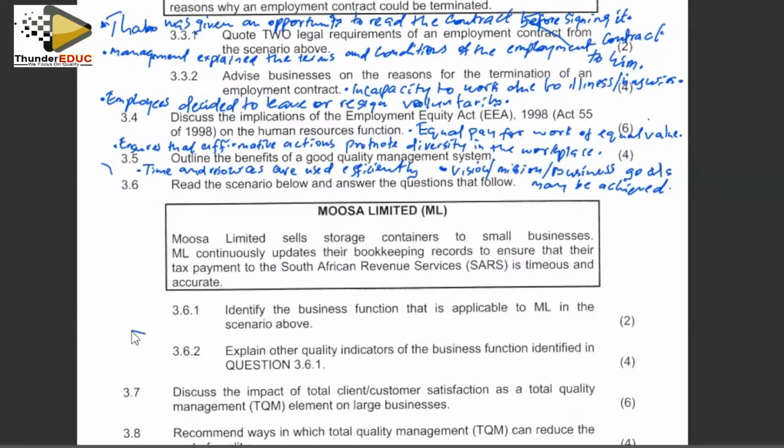So now let's check 3.6.1. Identify the business function that is applicable to Musa Limited in the scenario above. So this is nothing but the financial function. Okay, right.